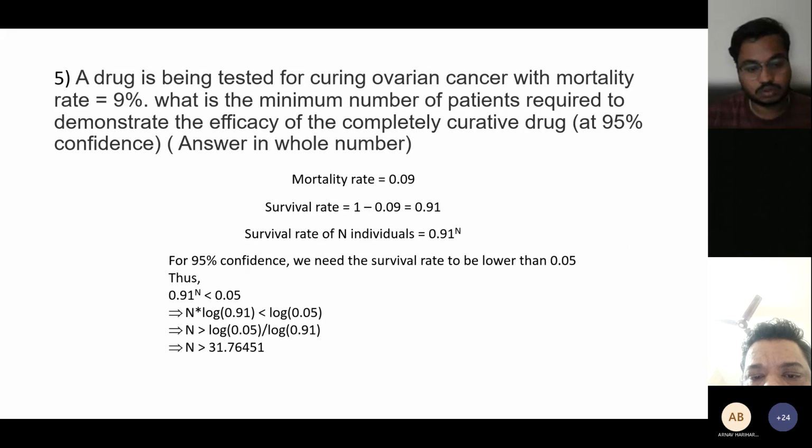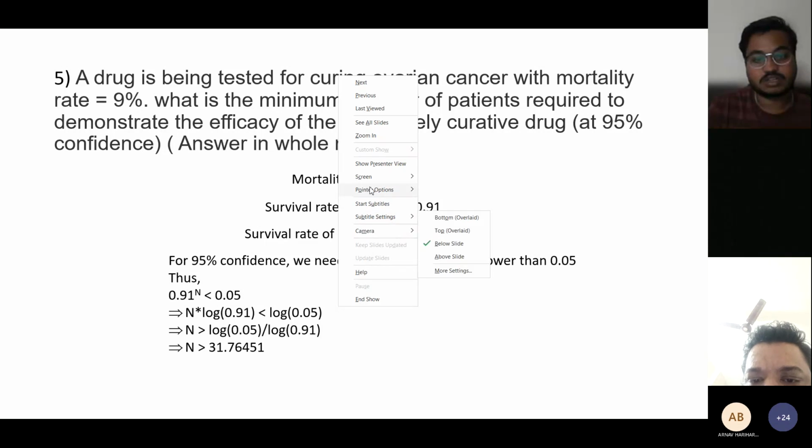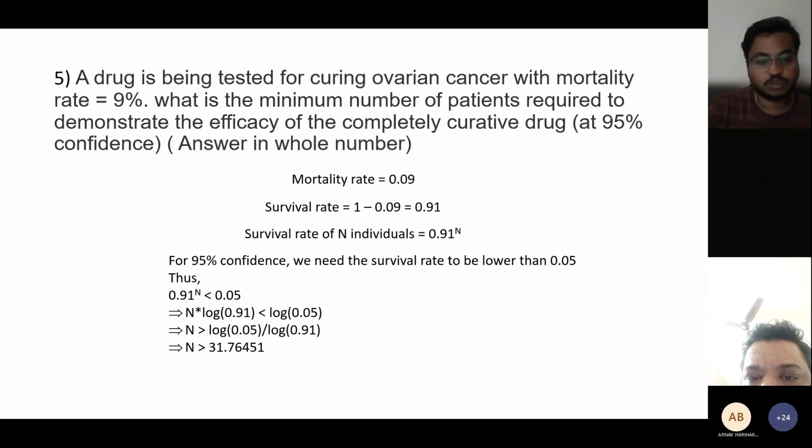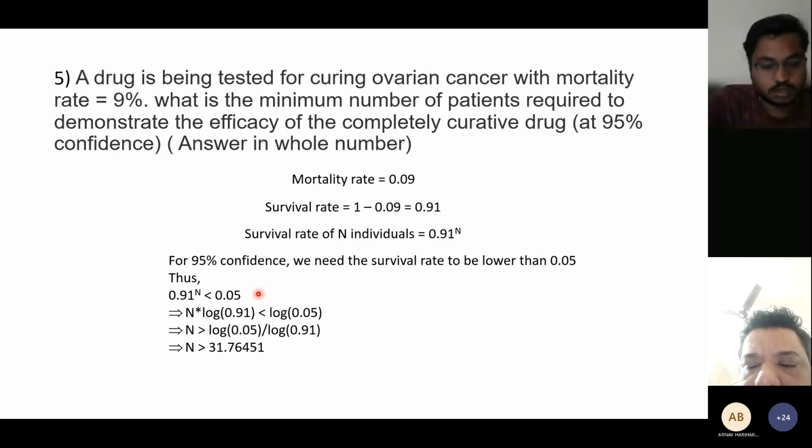But sir, why have we taken the log value? Can you speak a bit louder? I can't hear you. Yeah, that part I'll come to. But do you understand why we take this equation, 0.91 to the power n is less than 0.05? This part everyone understands, right? Yes sir, we understand the basic log rules.